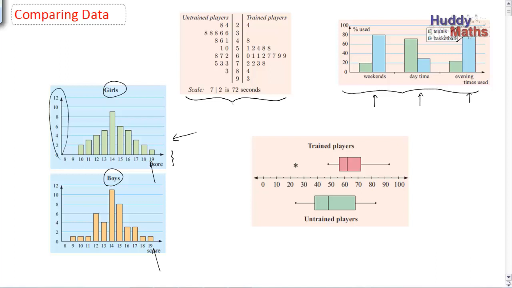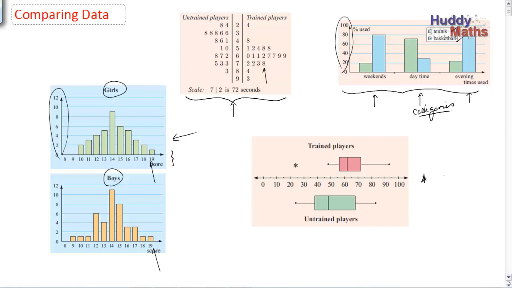Over here, the trained and untrained players, they're categories, but then there is discrete data in here, isn't there? The discrete data is measuring the variable of how long that they can breathe through their instrument. And over here, these are categories. Okay, so these are the independent variable, and this is the percentage use that people have for those basketball or tennis courts. And that's a continuous variable.